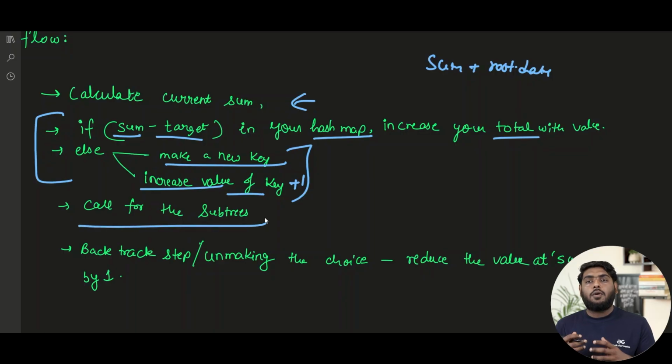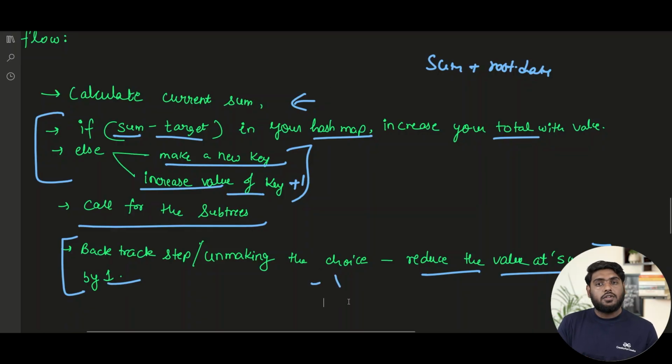We will call upon the subtrees. And all the things will be done by the recursion. Then once this is done, because we do have to unmake the things, we are backtracking. We need to reduce the value at sum. That means we need to reduce the corresponding value to the current sum's key. We have to do -1 there. Fine. So I hope you have understood the flow.